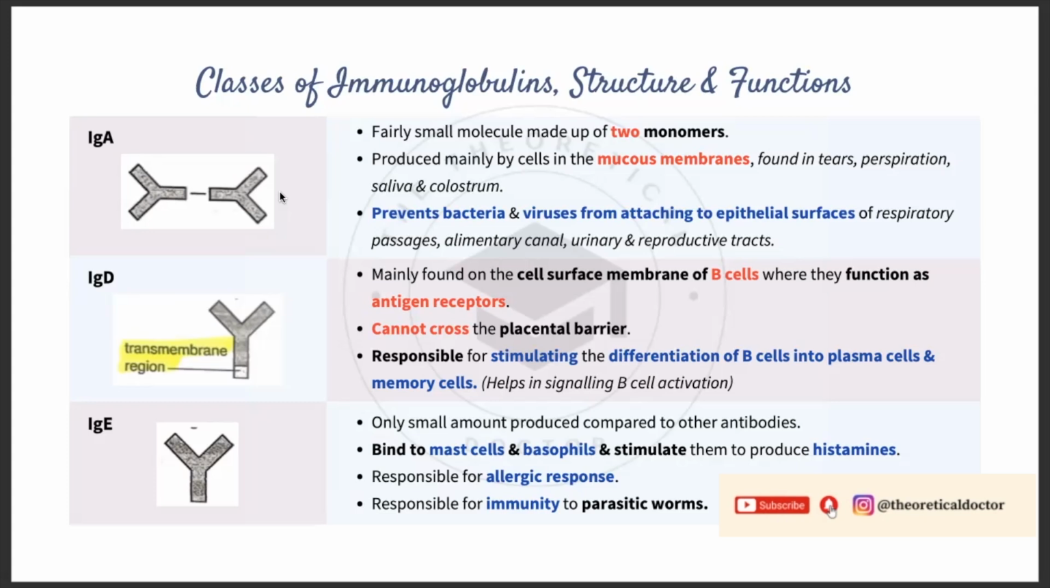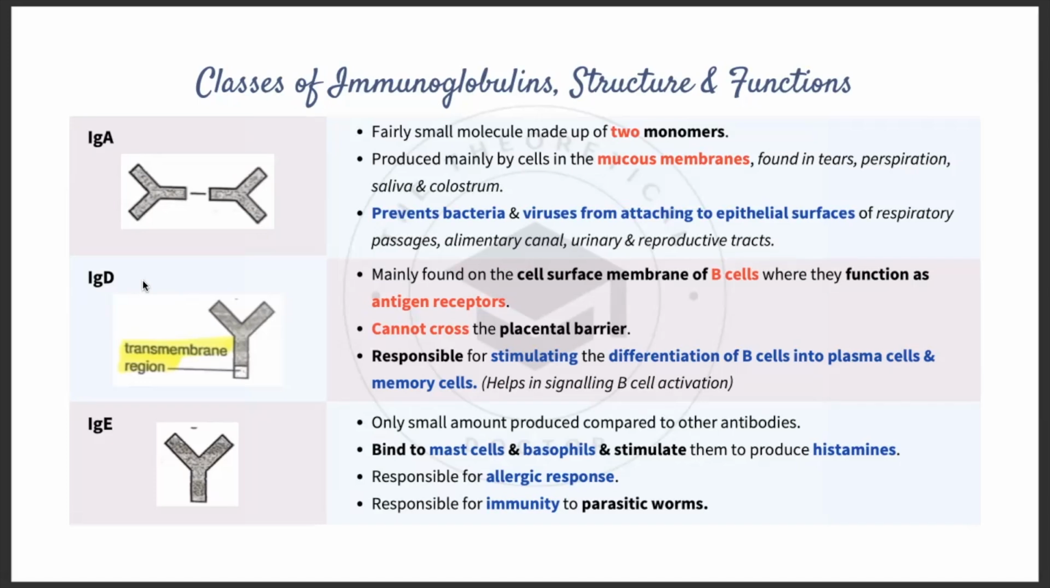Colostrum is basically when a mother first gives birth, or sometimes before they give birth actually, some milk is being produced by the breast. So that first one that comes out before the mother continuously produces breast milk, that is the colostrum. Just a little bit about that. It prevents bacteria and viruses from attaching to the epithelial surfaces of the respiratory passages, alimentary canal, urinary, and reproductive tracts.